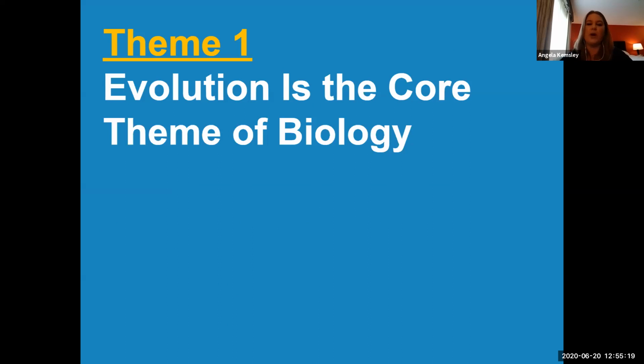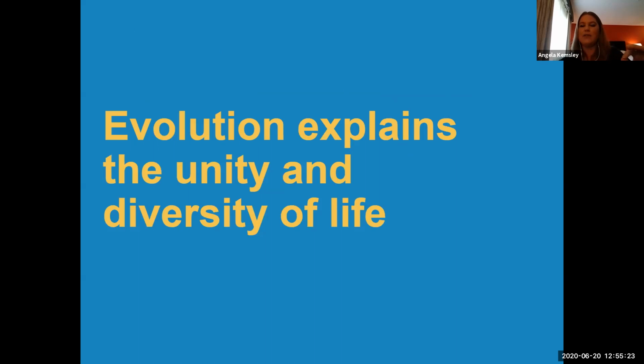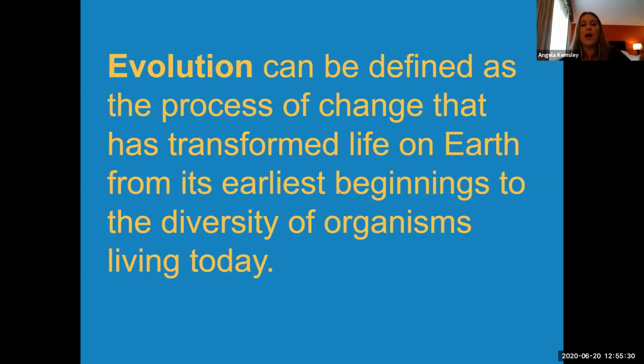All right, so theme number 1, evolution is the core theme of biology. Evolution explains the unity and the diversity of all life on Earth. So evolution can be defined as change over time. So it's a process. This is going to be really important because you've probably also heard of natural selection. They're not the same thing. Evolution is the process of change over time. Natural selection is going to be the mechanism by which evolution happens.